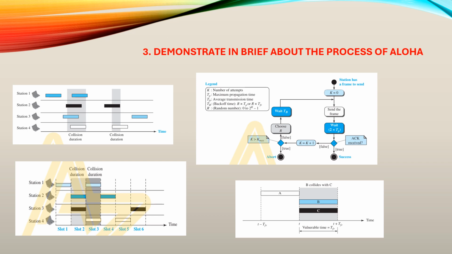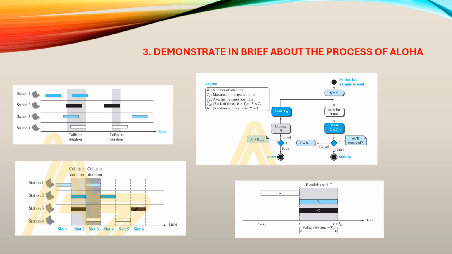This is the diagram representing pure ALOHA. It determines that in each station the frames will be sent. The boxes represented are frames, and you have to check whether any collision is happening.